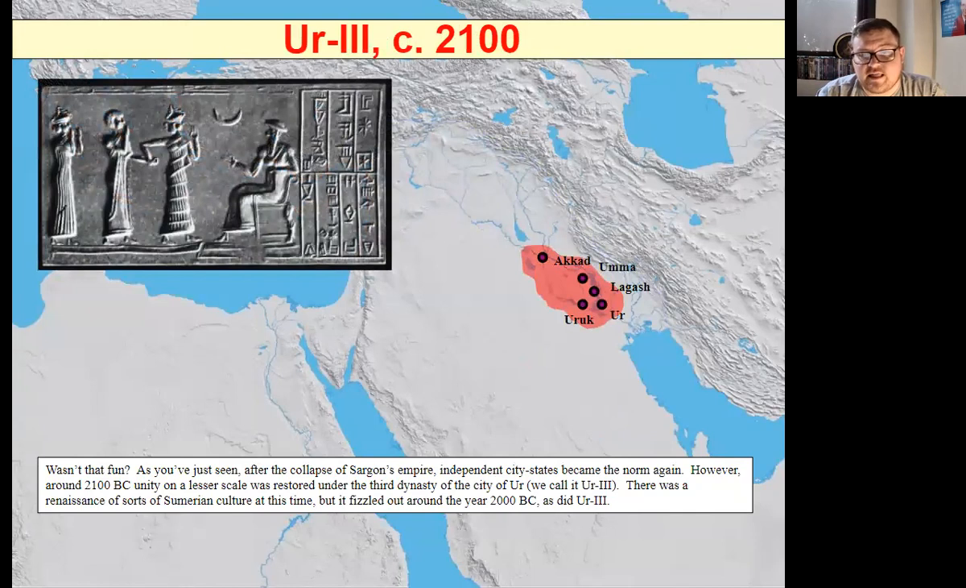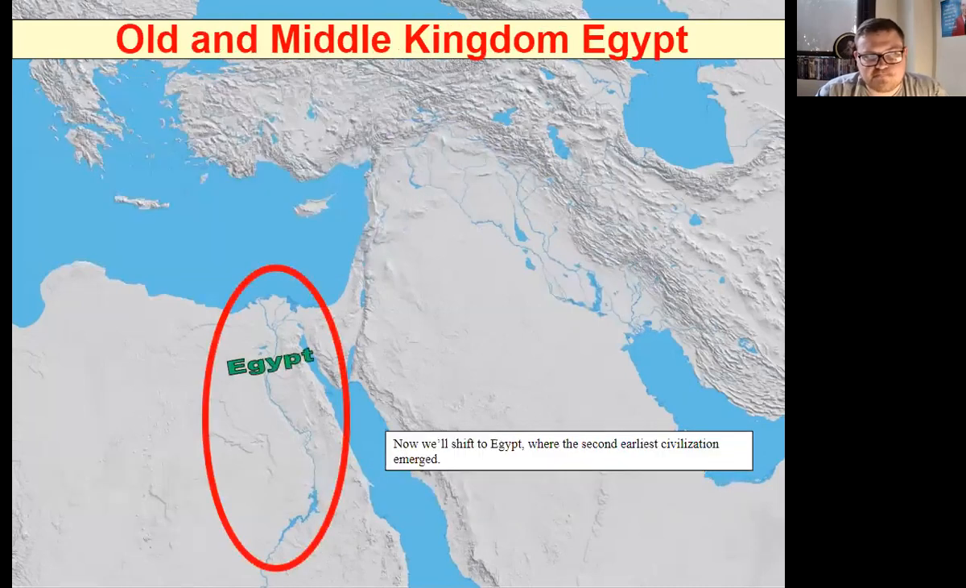After the collapse of Sargon's empire, independent city-states became the norm again. However, around 2100 BC, unity on a lesser scale was restored under the third dynasty of the city of Ur. We call it Ur III. There was a renaissance of sorts of Sumerian culture at this time, but it fizzled out around the year 2000 BC, as did Ur III.